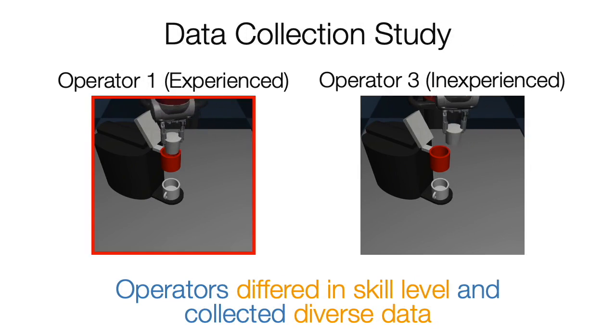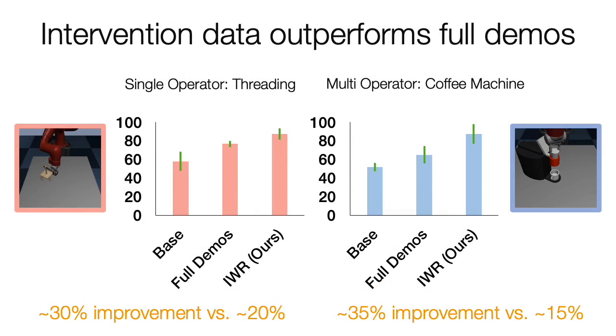We collected data across three different operators. They differed in skill level and produced diverse quality data. The red borders denote user interventions. We compared using intervention-based learning with IWR to collecting an equivalent number of full human demos. The plots show task success rate, and that IWR can consistently improve the base policy more than using full human demos.